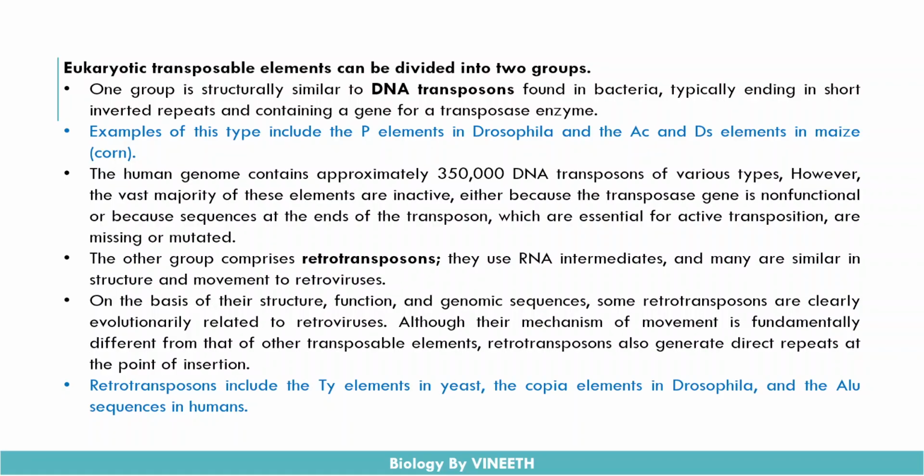The difference between the Ty elements, copia elements, and the Alu elements is that the first two are regarded as LTR retrotransposons. An LTR retrotransposon is a retrotransposon which contains long terminal repeats, and these terminal repeats are very long. The Alu elements, which belong to the short interspersed nuclear element category, don't contain any long terminal repeats, but still act as retrotransposons.